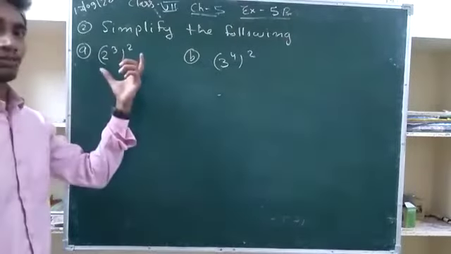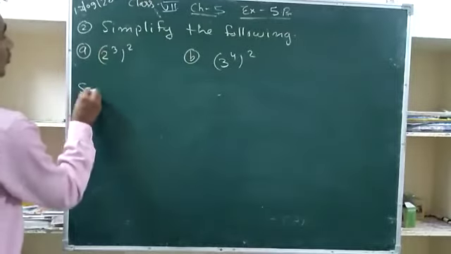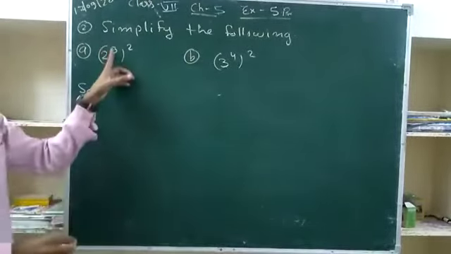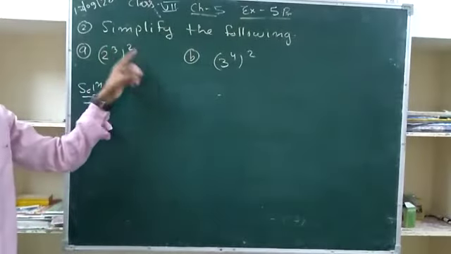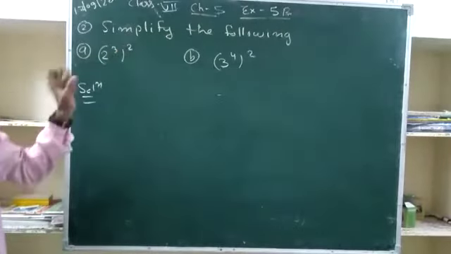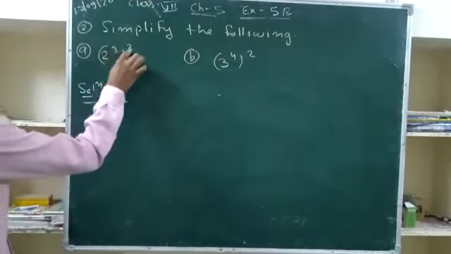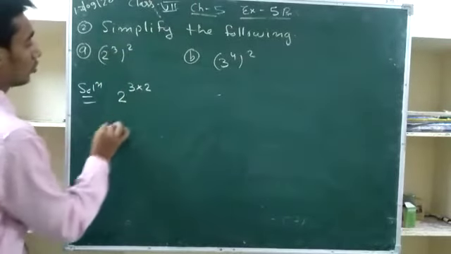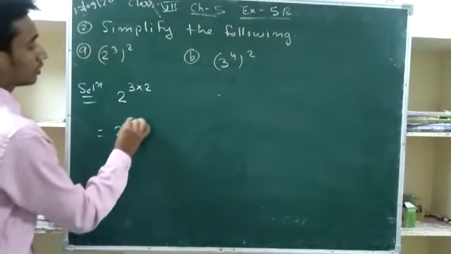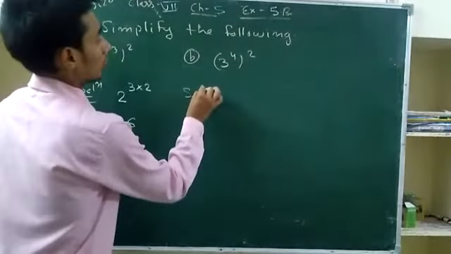Now let's look at the question number second. Simplify the following. 2 raised to 3, all raised to 2. So here 2 times power is given, 3 and 2. What we will do? First write the base 2 and multiply these two numbers, 3 multiply 2. So 2 to the power 6. That is the answer.